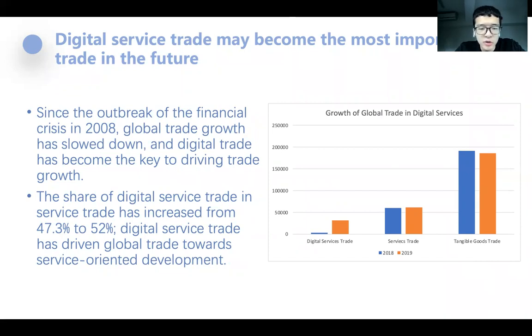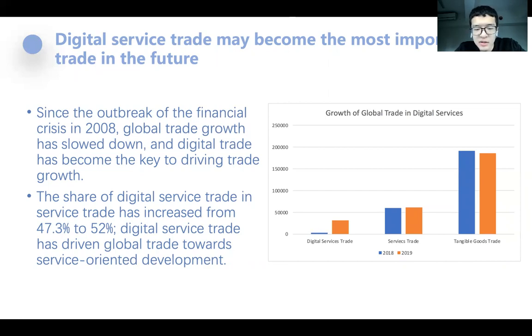In 2019, global trade growth was negative, and global digital service exports bucked the trend and achieved a growth of 37.5%, contributing 98.3% of service exports. And their share of service exports rose by 0.9 percentage points. In the same period, service exports only increased by 1.9%, while exports of goods fell by 2.9%. In terms of long-term trends, the growth rate of digital service trade exceeds that of service trade and goods trade.